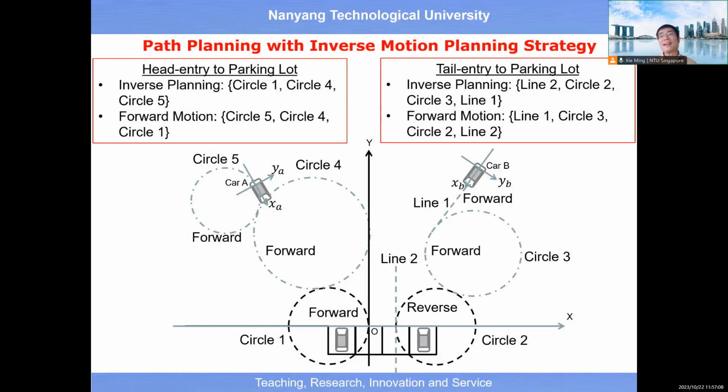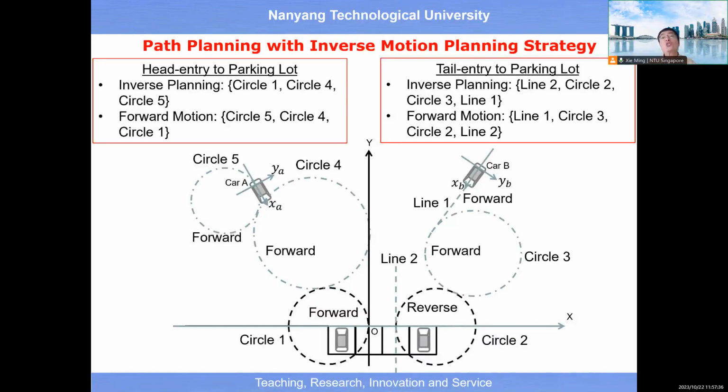And on the right-hand side, we see the scenario of doing sequential parking with tail entry to the parking lot. That means the tail of our vehicle enters the parking lot first, okay? So in this case, the outcome from inverse planning will be line 2, circle 2, circle 3, and line 1, all right?